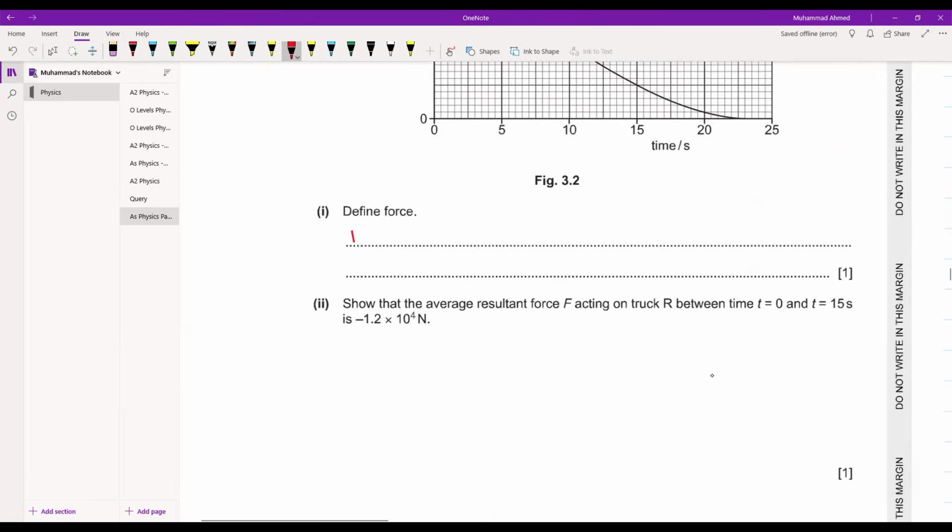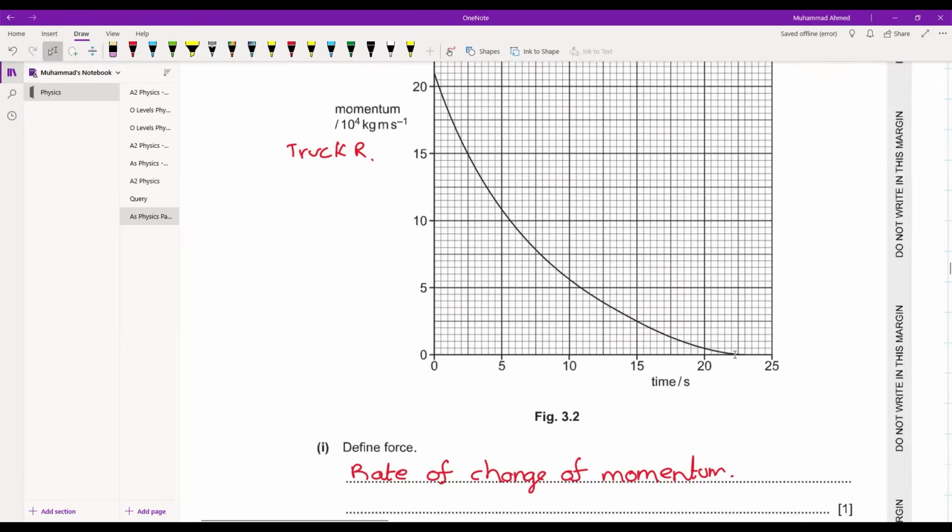Define force. What is force? Force is rate of change of momentum. Simple as that. You have to calculate the average resultant force. How do you calculate the average resultant force? Average resultant force you have to calculate between time t equals 0 and time t equals 15. You will take the change in momentum between time t equals 0 and time t equals 15 divided by change in time between t equals 0 and 15.